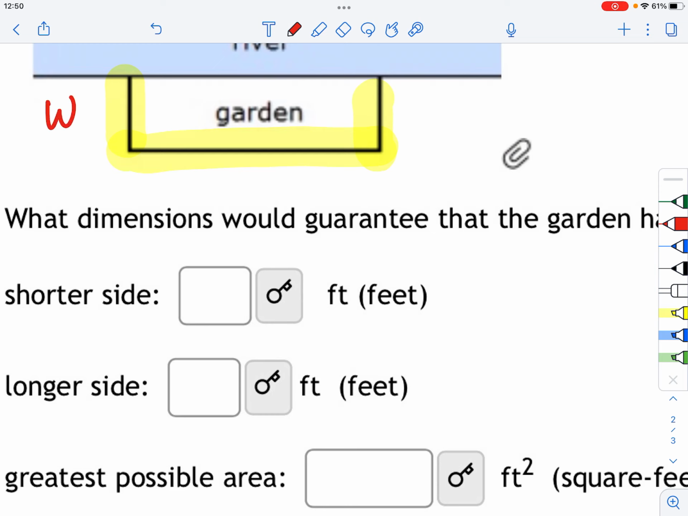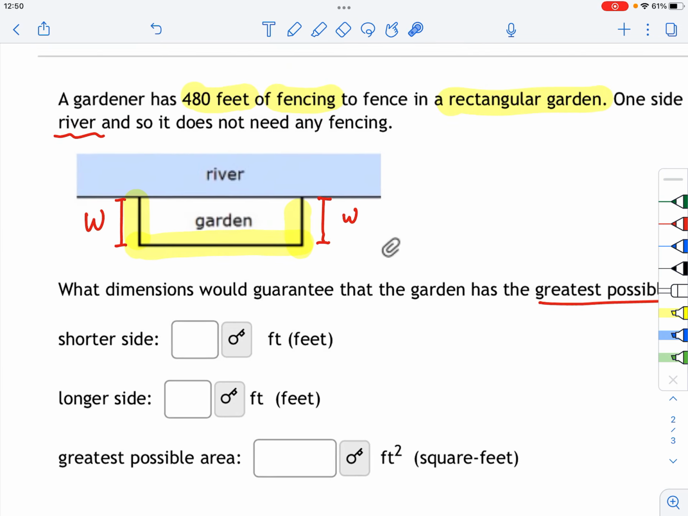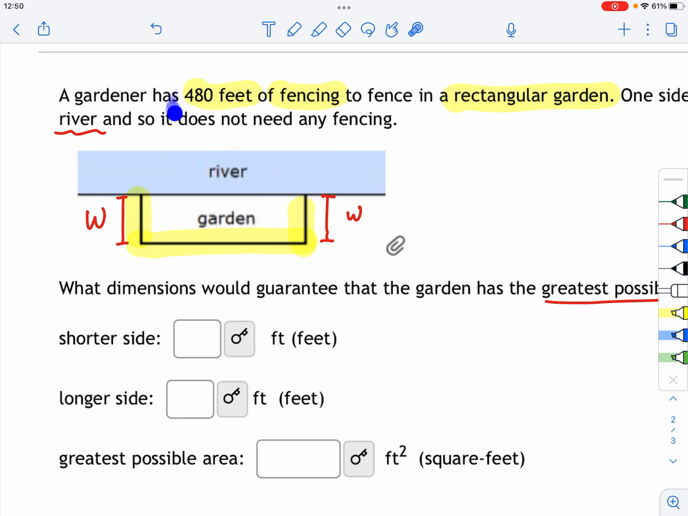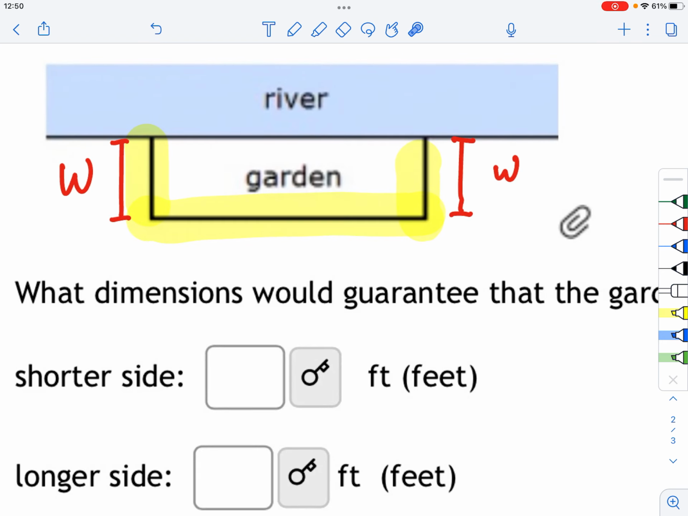So let's call this W. You could call it X if you wanted also. So we have a width. That means that this is W also. So we're going to put some fencing there. We've used W feet of fencing here, W feet of fencing there. How much fencing do I have altogether? I have 480 feet. So how much do we have left for this third one here? Well, we have 480 minus 2W.